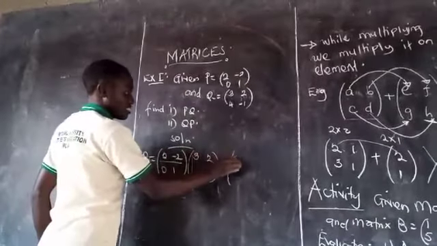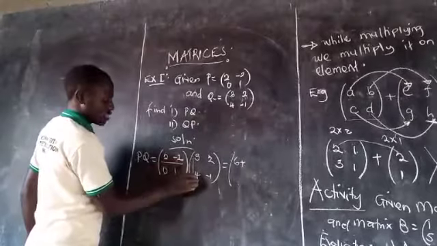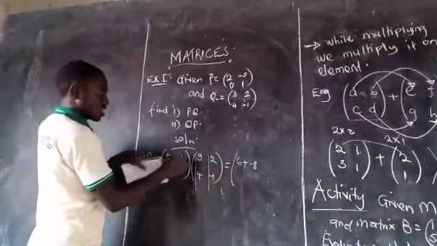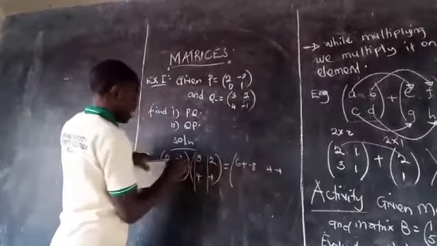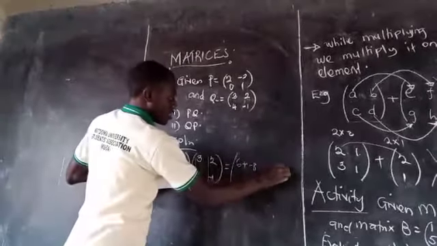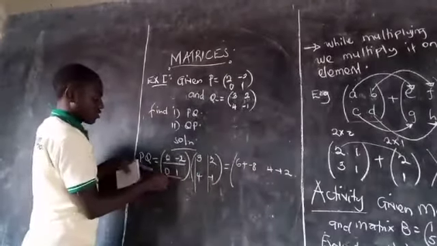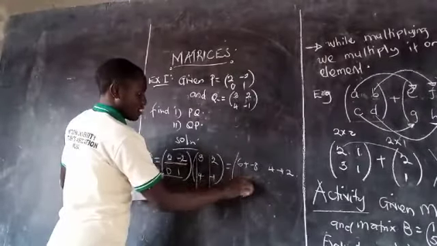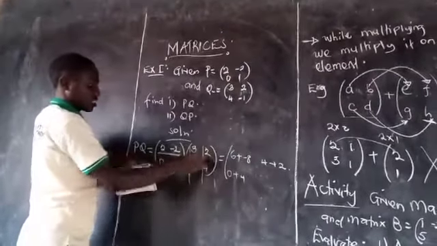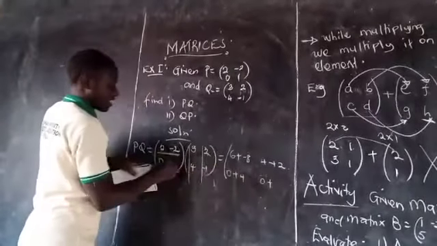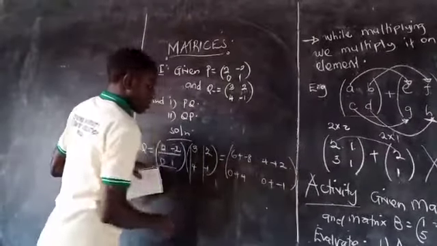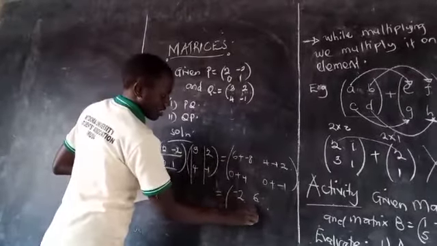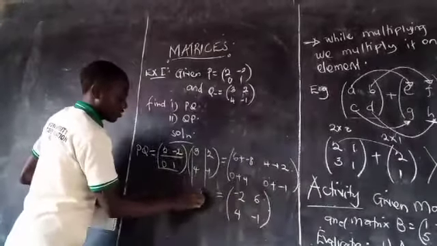Row by column: 2 times 3 is 6, and we add negative 2 times 4, which is negative 8. Then row by column: 2 times 2 is 4, and we add negative 2 times negative 1, which is positive 2. Then 0 times 3 is 0, and we add 1 times 4, which is 4. Row by column: 0 times 2 is 0, and we add 1 times negative 1, which is negative 1. And the answer is negative 2, 6, 4, and then negative 1. That is the value of PQ.